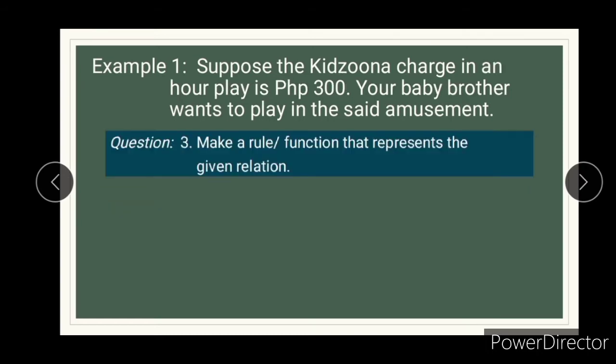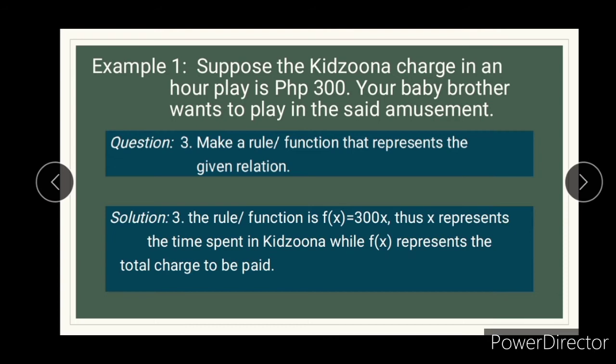Question number 3. Make a rule or function that represents the given relation. Solution. The rule or function is f of x equals 300 times x. Thus, x represents the time spent in Kidzona, while f of x represents the total charge to be paid.